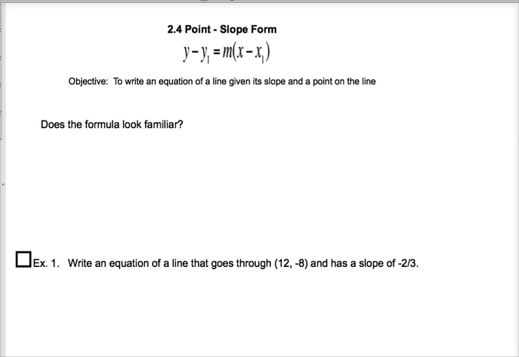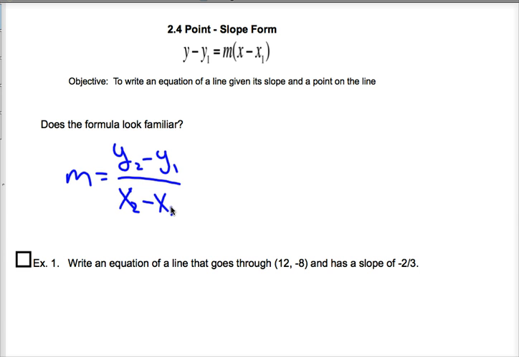You can plug it into this form, y minus y sub 1 equals m, which is your slope, times the quantity x minus x sub 1. Well, I ask you if that looks familiar. The reason I say it looks familiar is because you see y minus y and you see an x minus x. For me, that reminds me of the slope formula, which we think of as y sub 2 minus y sub 1 over x sub 2 minus x sub 1.